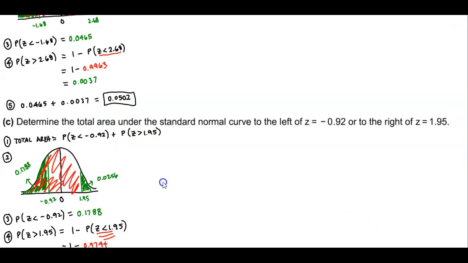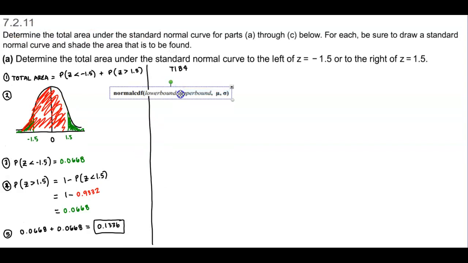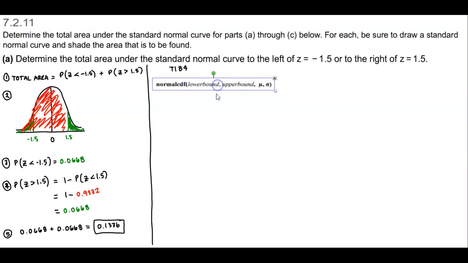Okay, now that's by using the table, so let's go ahead and do this by using the TI-84 calculator. So using the TI-84, we're still going to use the normal CDF with the lower bound and upper bound. But for this one, we might have to look at this a little bit differently. We need to find the area of the middle, and then we're going to subtract it from 1 to get the areas on the ends. So we can do two things, and I'm going to show you two things.